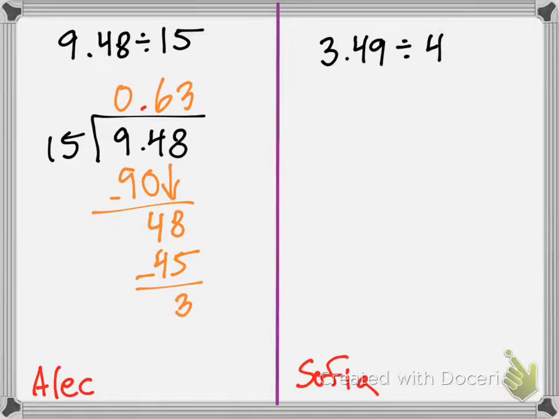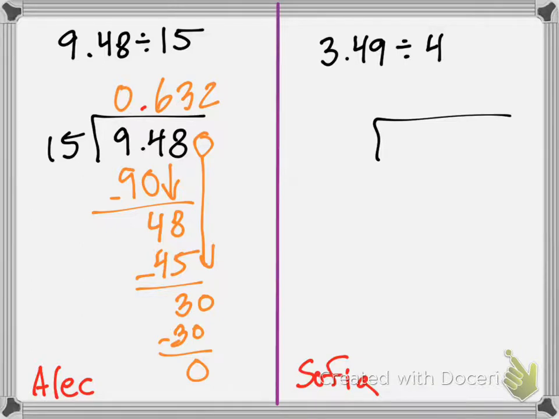Hey, what do I have to do now? Bring down. Make a 0. How many times does 15 go into 30? 2 times. That's 30. Yes, Alec. And in the chat, we also got that Camilla got it. We had that Vahe got it. Lucia got it. Excellent.